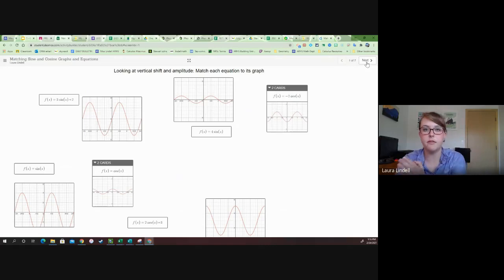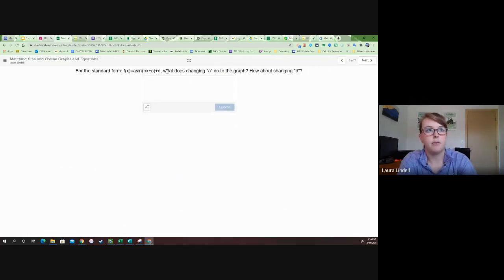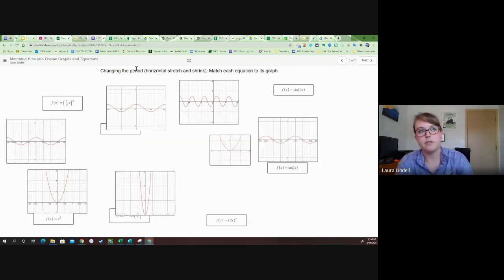So each screen that you go through, you notice this one says we're just looking at vertical shift and amplitude changes. So we shouldn't have to think at all about phase shift or different periods or anything like that for this one. And then you get a question about what A changes and what D changes in our function. And then on the next one, you look at changing the period, horizontal stretch and shrink, what happens there. And you match each equation to its graph.